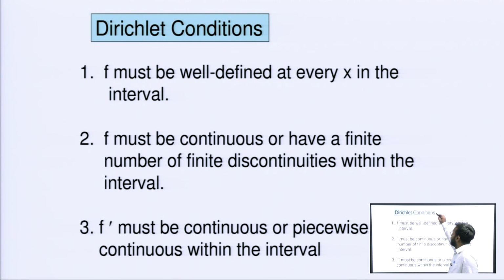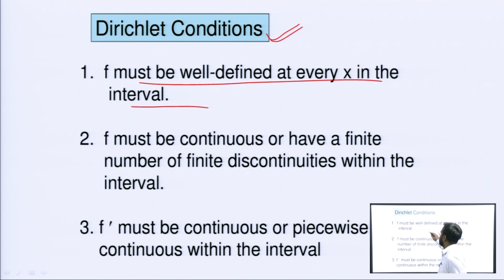Those conditions are called the Dirichlet conditions. So, what are the Dirichlet conditions? See, the first is that the function must be well defined at every x interval. That means the function must be continuous. Whatever function we are trying to represent, it must have the property of continuity. Second, f must be continuous or have a finite number of discontinuities.